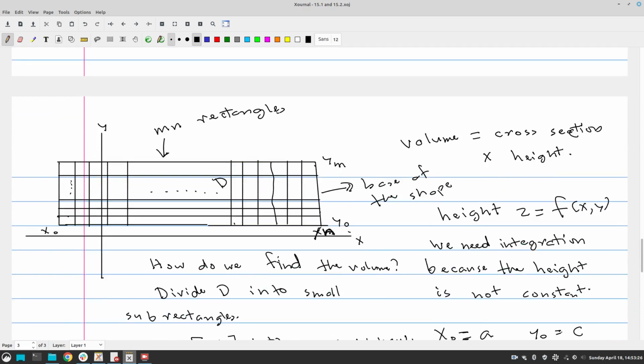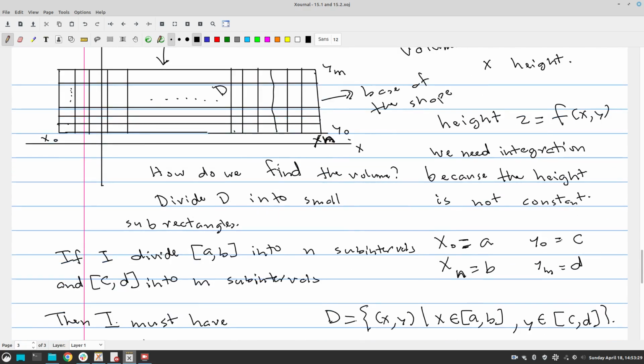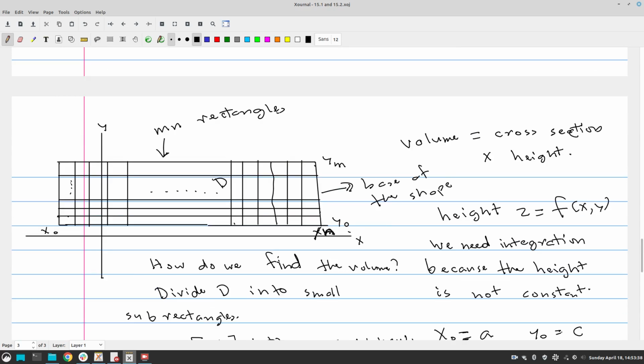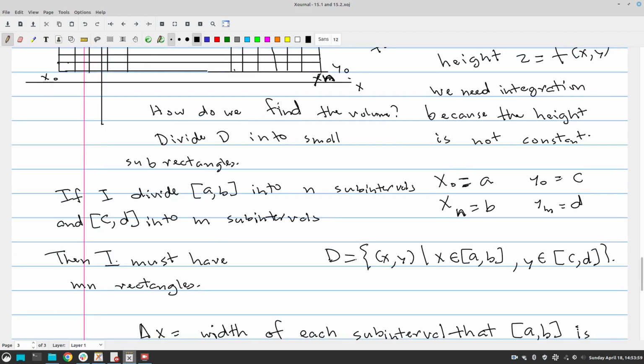Now notice that the area of each of these subrectangles is delta x times delta y. Now we're going to use that fact to find the volume underneath the surface S.